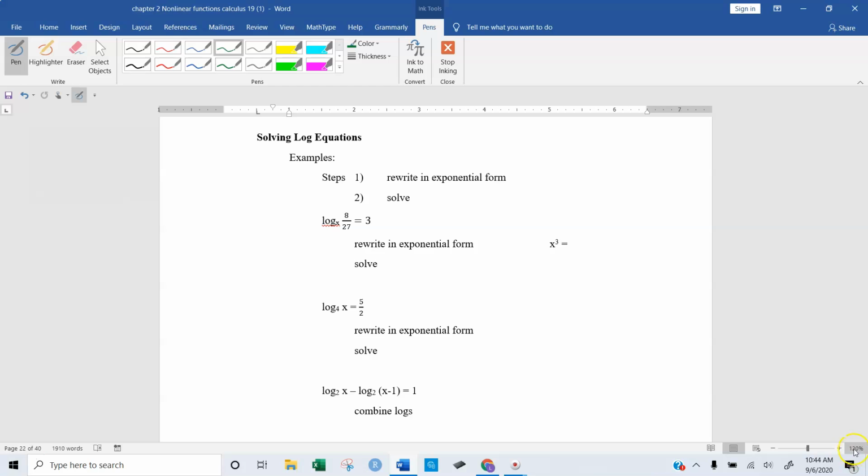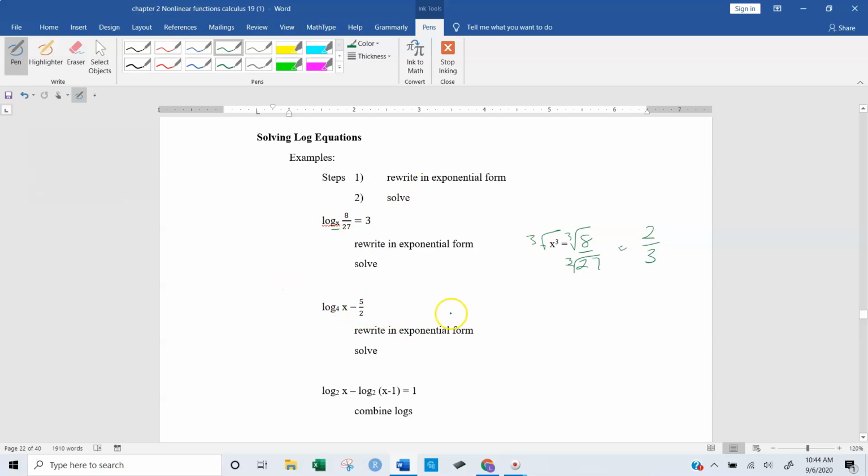Okay, solving log equations. Some of them are easier than others. So when we look here, we have exponential form and then solve. If I can rewrite this without the log, we are going to do so. So we're going to write this as x cubed equals 8 over 27. Well, since x is cubed, we can solve this fairly easily because we're just going to take the cube root of everybody. And we get 2/3. And we're done. All right?